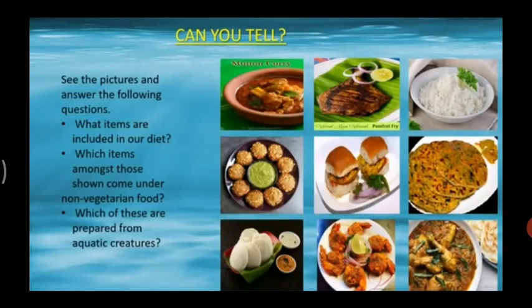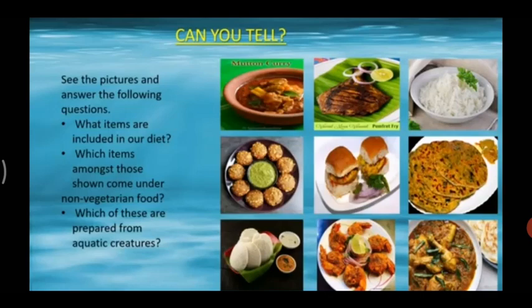Next is, can you tell? Now see the pictures and answer the following questions. The first one is, what items are included in our diet? Your answer will be, we use almost all of these items in our diet, right? We mostly have all these items in our diet. Now, it also depends on whether you are vegetarian or non-vegetarian, right?